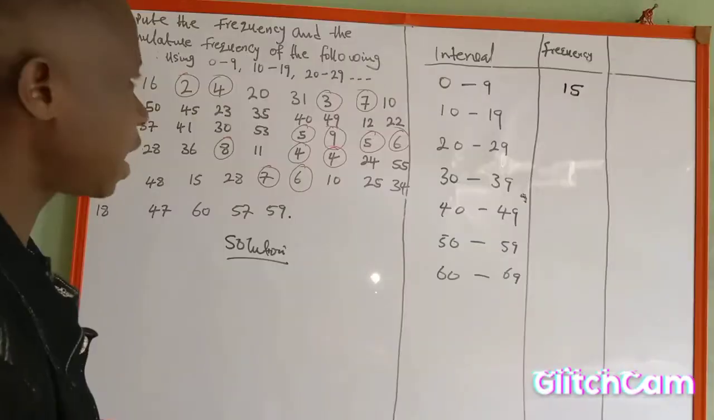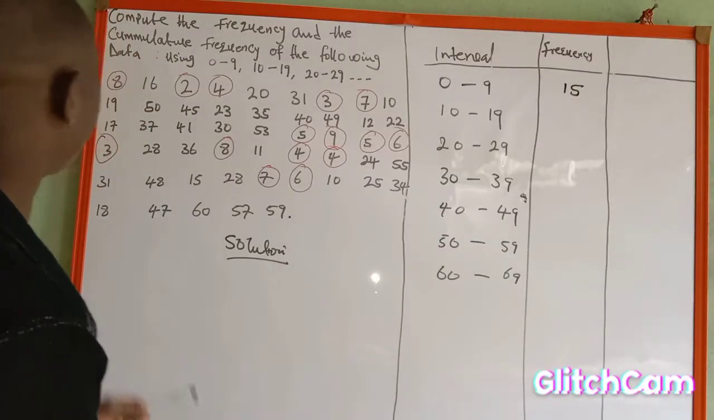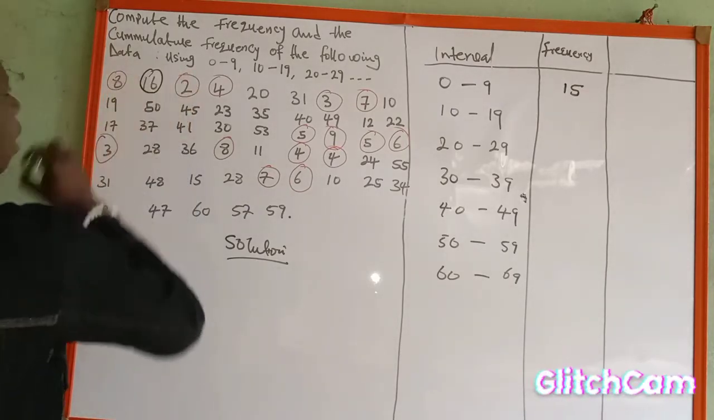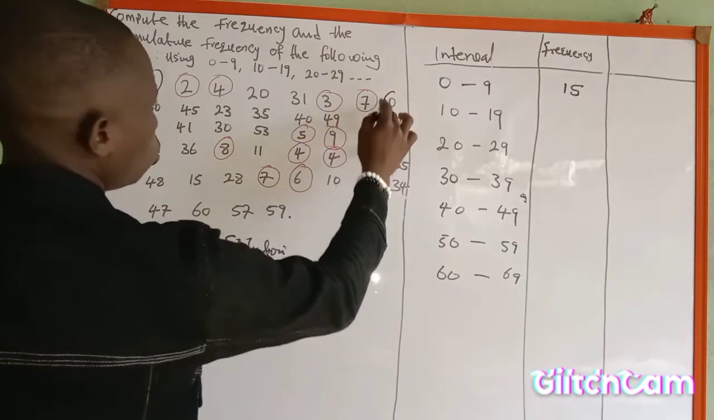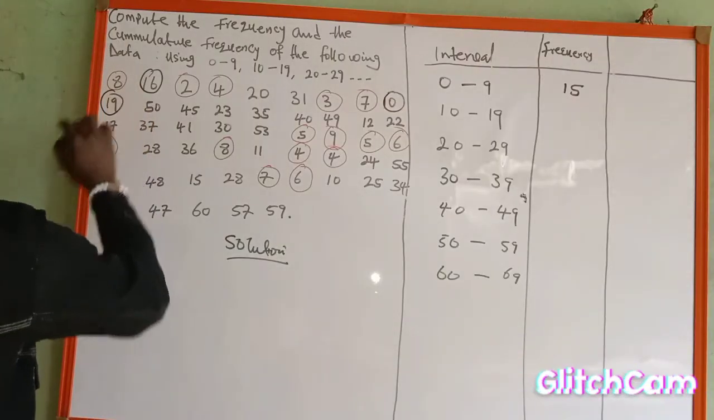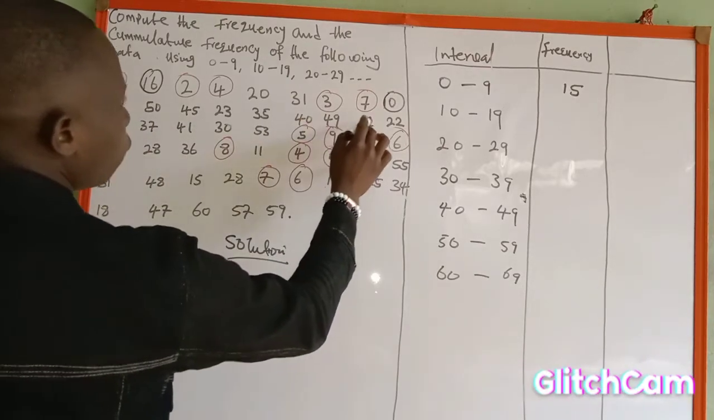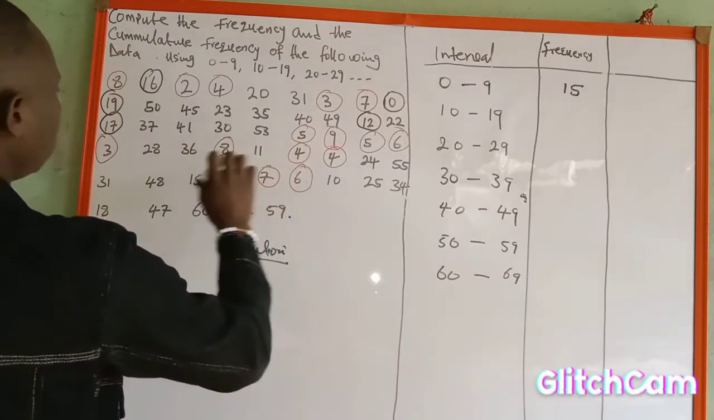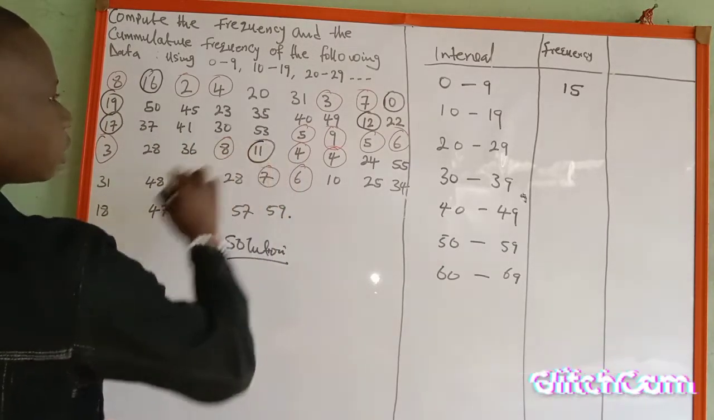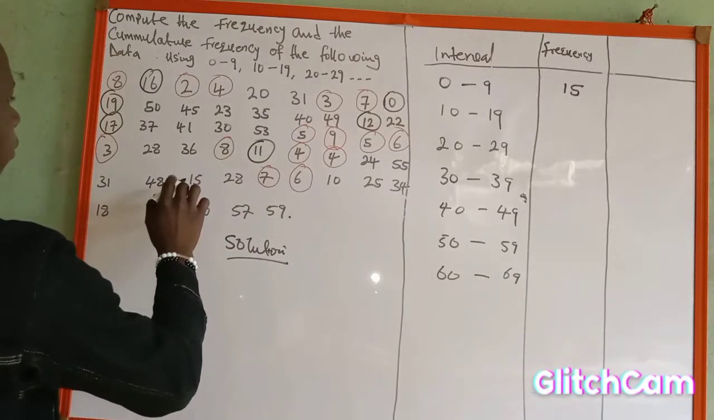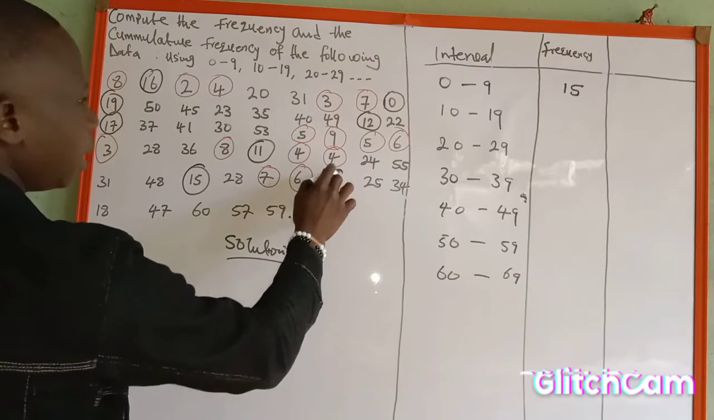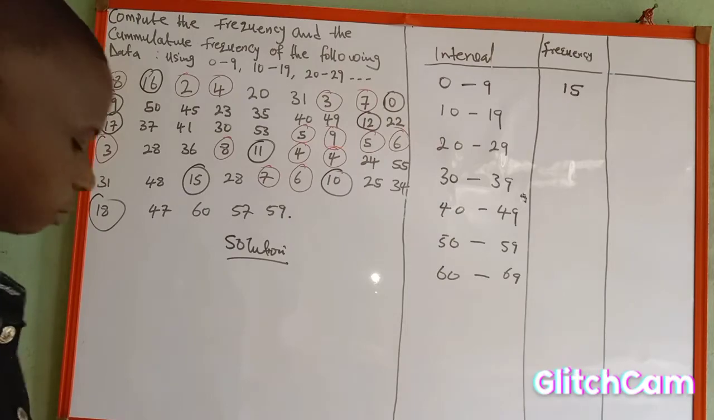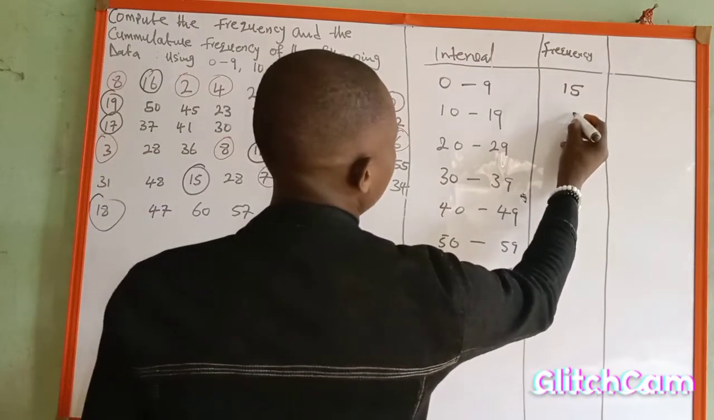So I can write my frequency between 0 to 9 is 15. The next is 10 to 19. You can say 10 to 19: 1, 2, 3, 4, 5, 6, 7, 8, 9. So there are 9 numbers between 10 to 19, and I write down my 9.